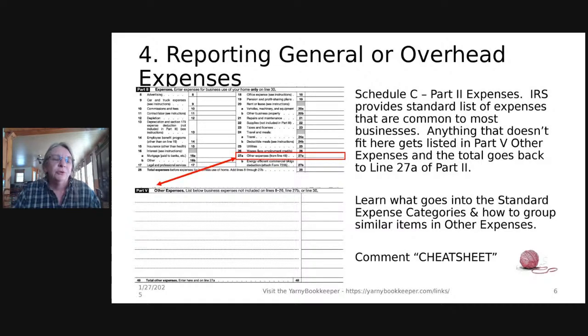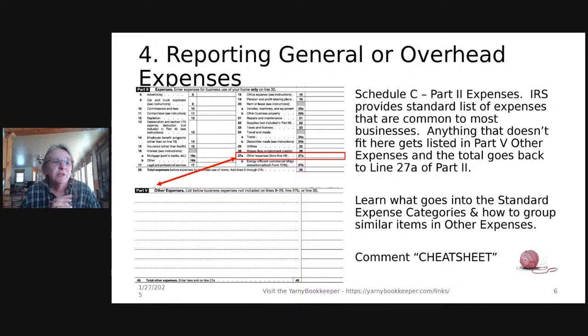So let's talk about reporting general and overhead expenses. That's all the stuff that you use or buy to make your business run. So that's reported on your Schedule C in Part 2, expenses. Now, the IRS provides standard categories that apply to most businesses, but not necessarily handmade businesses. I think this is where most handmade, creative, and craft business owners get hung up with the, I don't know how to categorize my expenses. But hey, maybe I'm wrong.